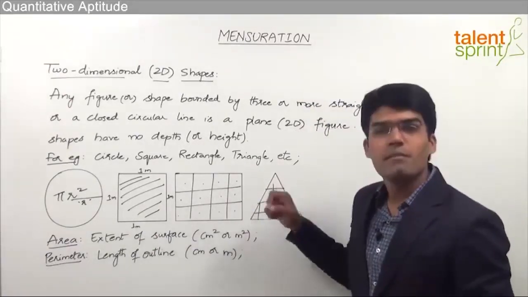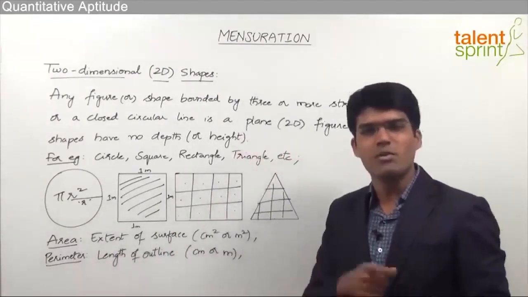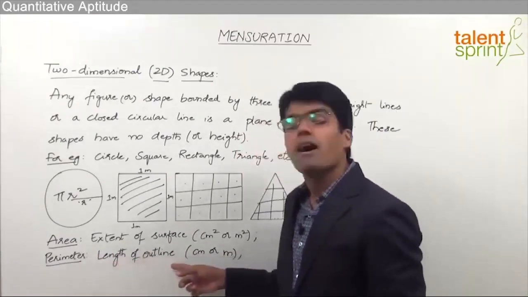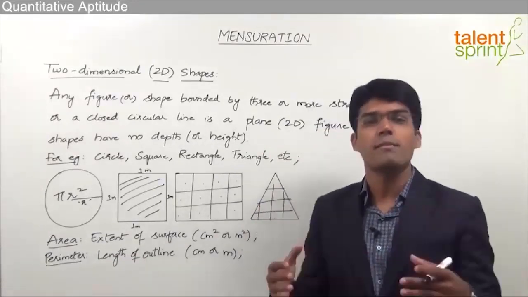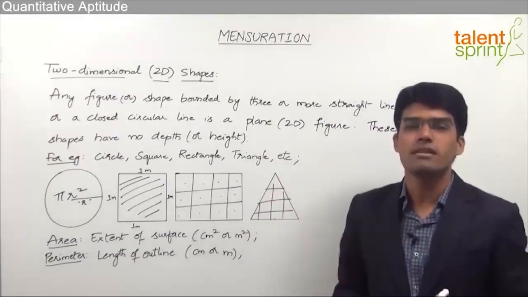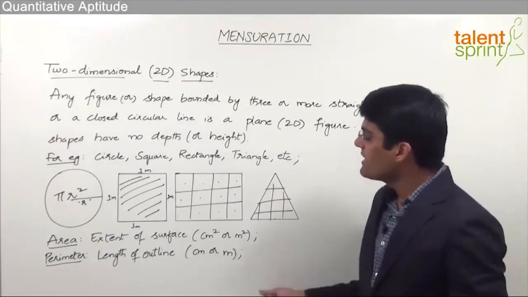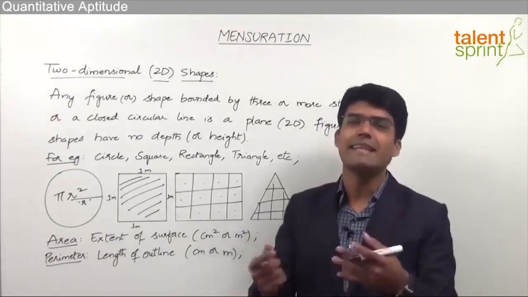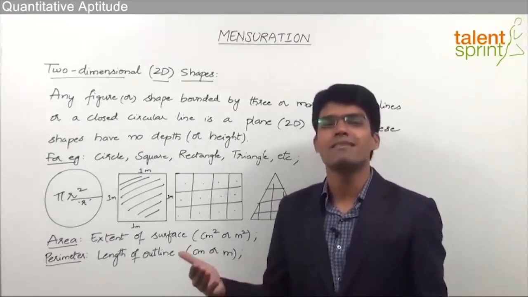Now the next thing that we measure for a two-dimensional shape is perimeter. Perimeter in simple words can be described as the length of the boundary or the length of the outline. As we know, all these two-dimensional shapes are closely bounded shapes. So the length of that boundary is nothing but the perimeter of that shape. And the units of measurement are centimeter or meter. So in simple words, perimeter is a length of the boundary. And length we know is measured in terms of centimeters or meters.